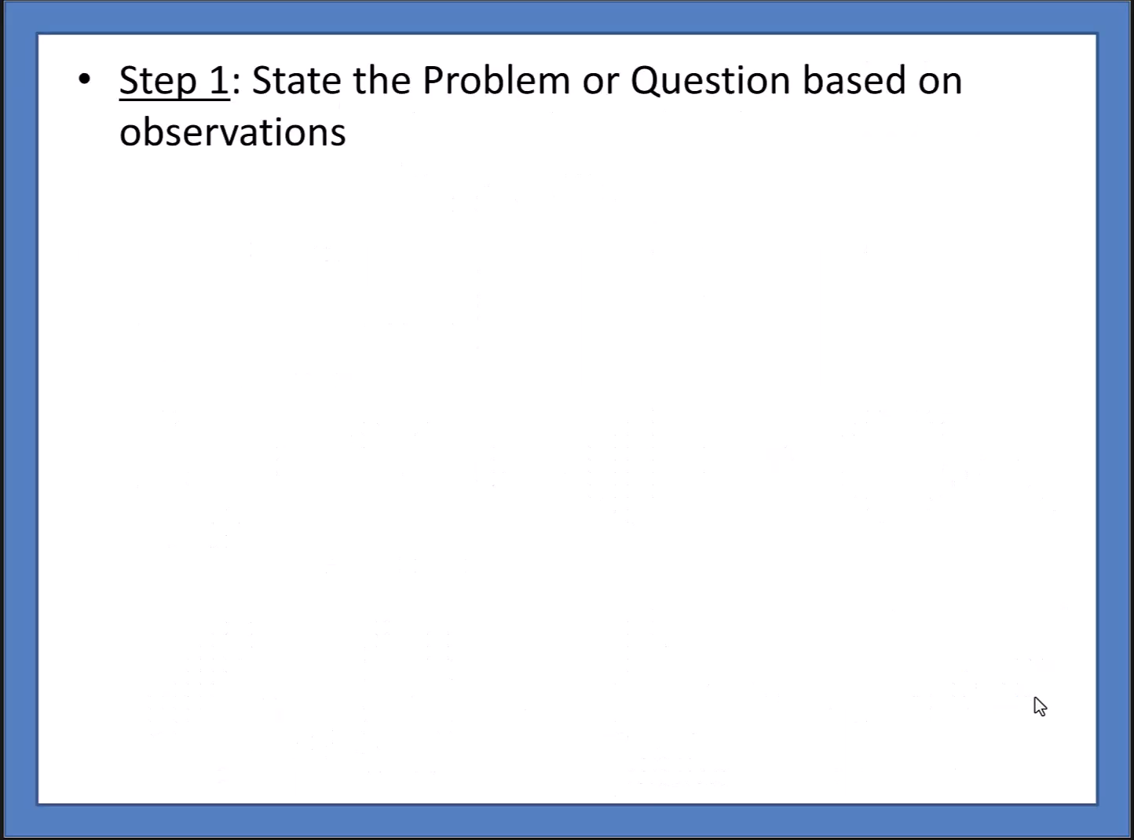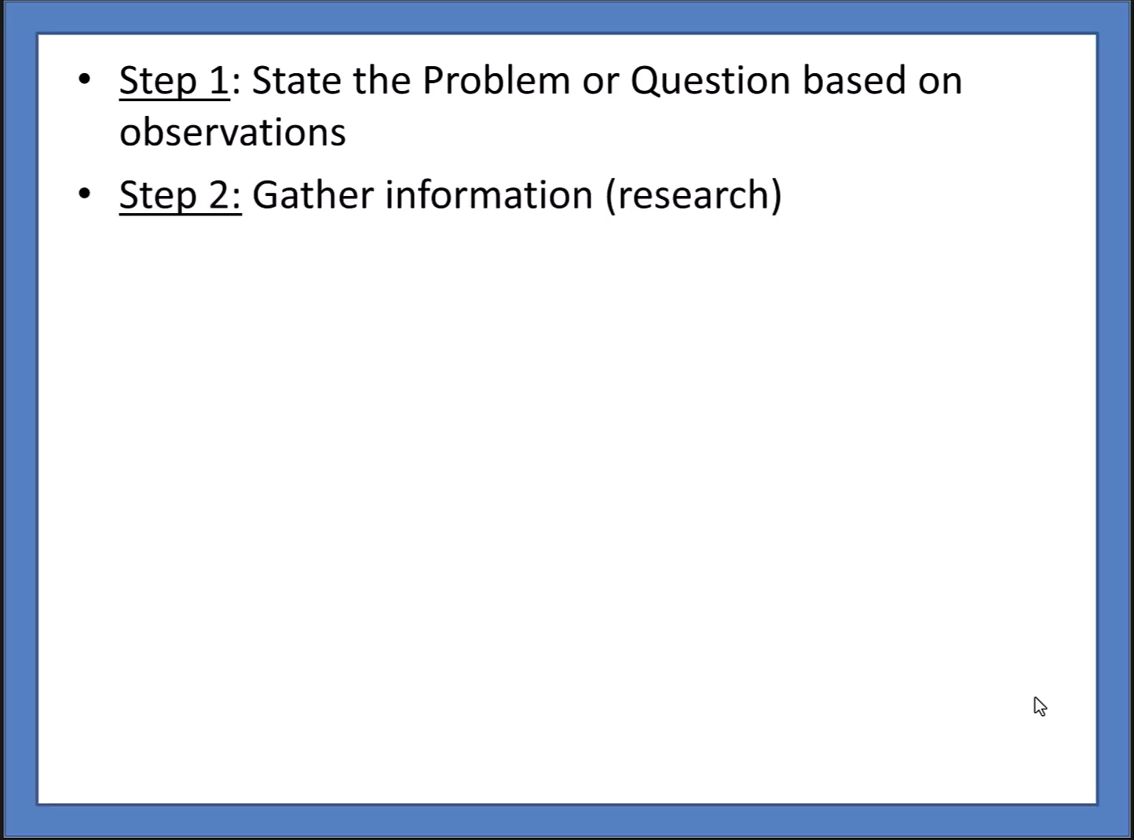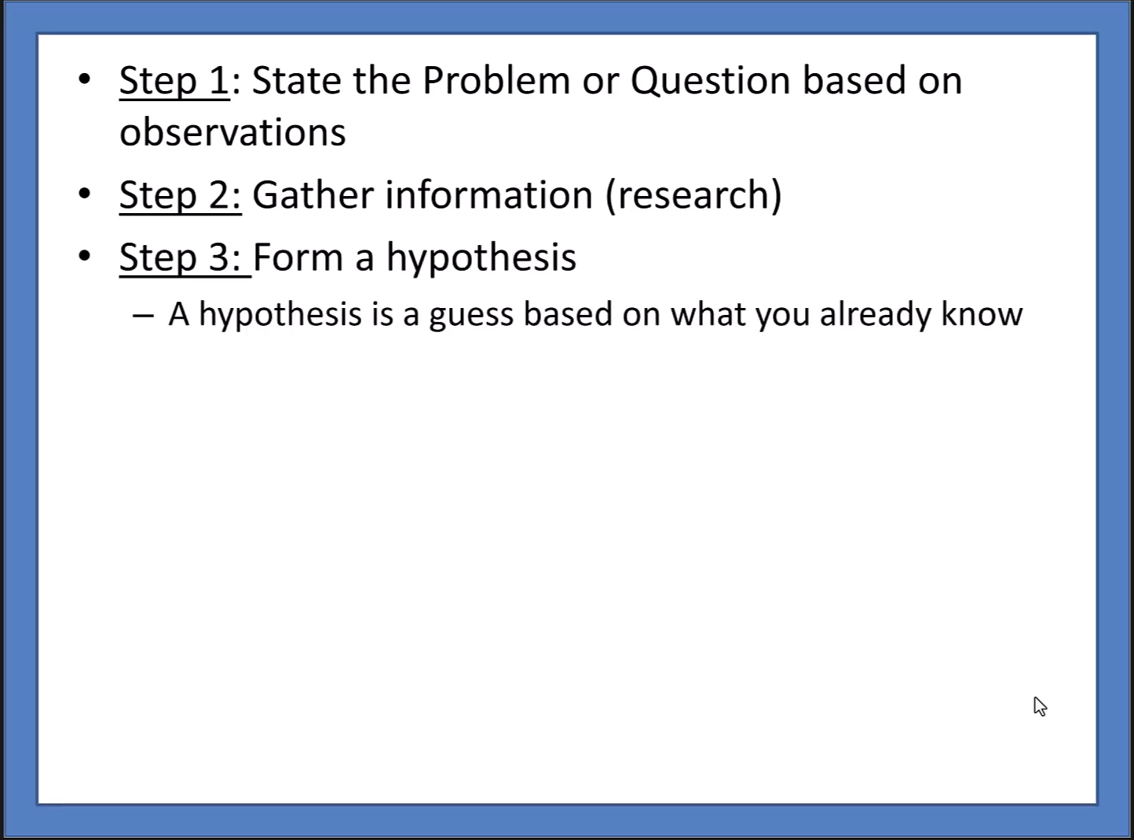So in detail here, we're going to state the problem or question based on observation. An observation is made, and that leads to a problem or a question that the scientist is planning to solve. Step 2 is gathering information or researching what has already been explored on whatever this problem or question is. Step 3, forming a hypothesis. A hypothesis is a guess based on what you already know.